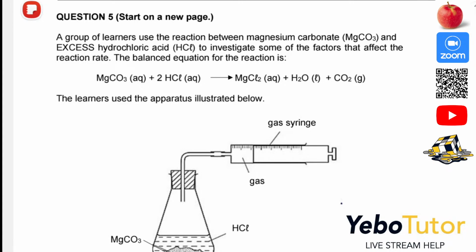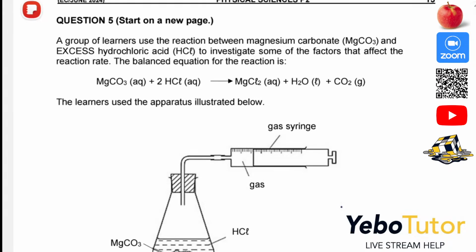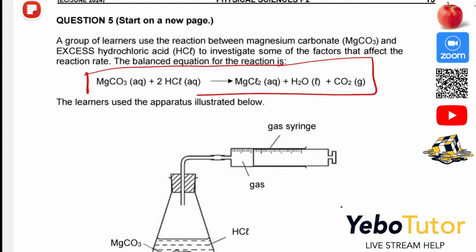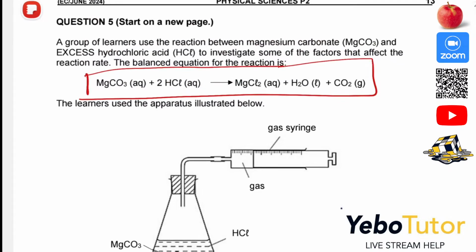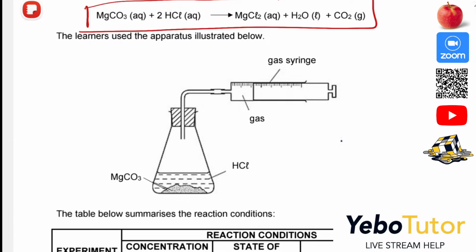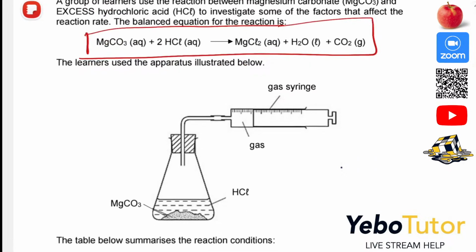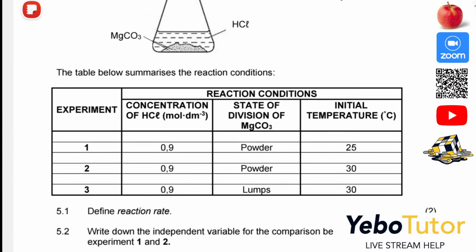A group of learners used the reaction between magnesium carbonate and excess hydrochloric acid, as you can see, to investigate some of the factors that affect the reaction rate. The balanced equation is literally balanced, as we are told. The learners use this apparatus, as you can see: the gas syringe, the magnesium carbonate, and also the hydrochloric acid. The table below summarizes the reaction, and you can see experiments 1, 2, and 3. We can see the concentration remains the same. The state is powder or lumps, and the initial temperatures are also different.